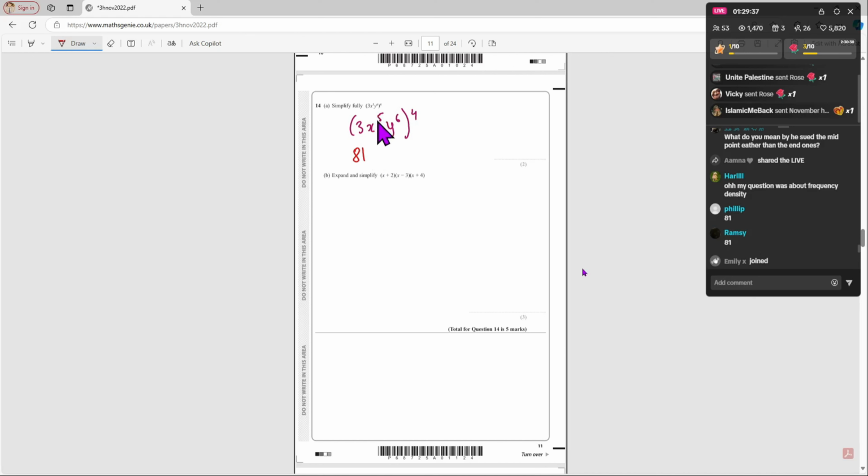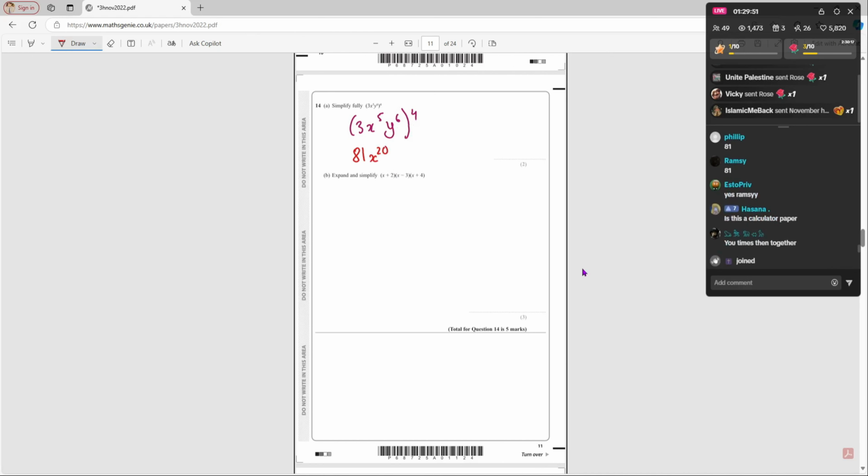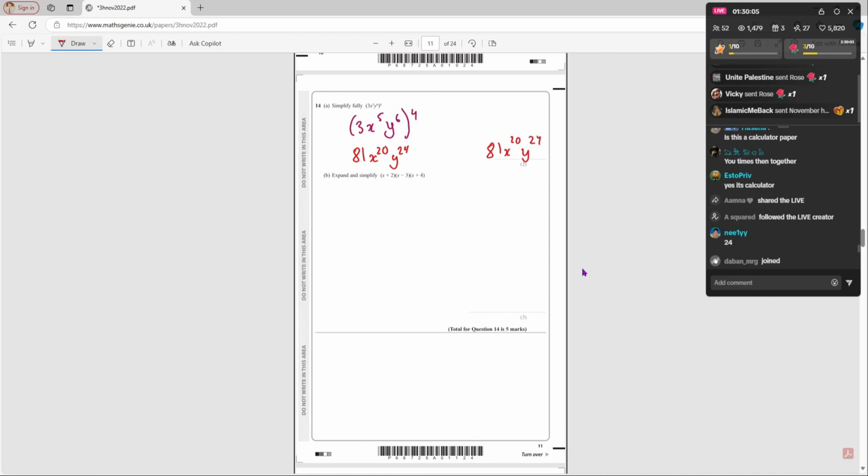And then when we have 2 powers together, we're going to do 5 times 4. 5 times 4 is 20. It's going to be x to the power of 20. And then it's going to be y, 6 times 4, so y to the power of 24. Yes, you multiply the powers together, and that is going to be your answer. This is a calculator paper. But when you're working with indices and algebra, I don't think a calculator comes in handy.